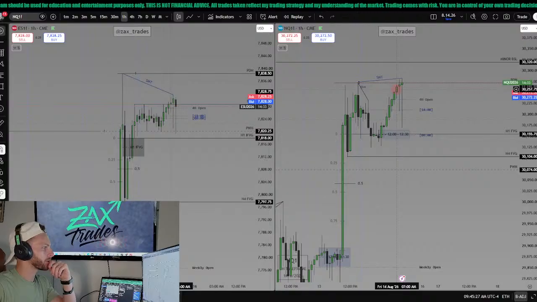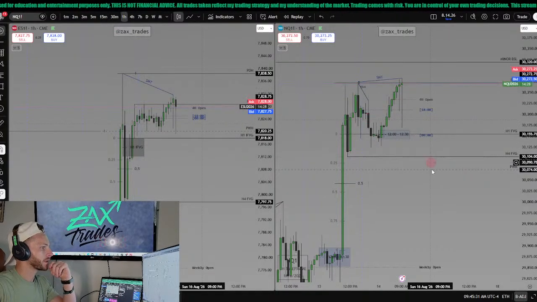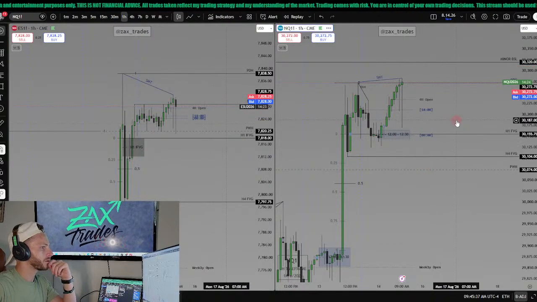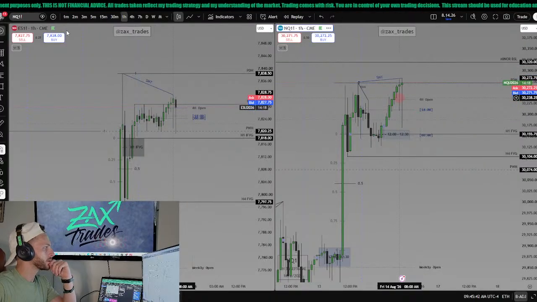So just remember this. This looks like a monster 1 hour candle back to the upside, coming on this close.